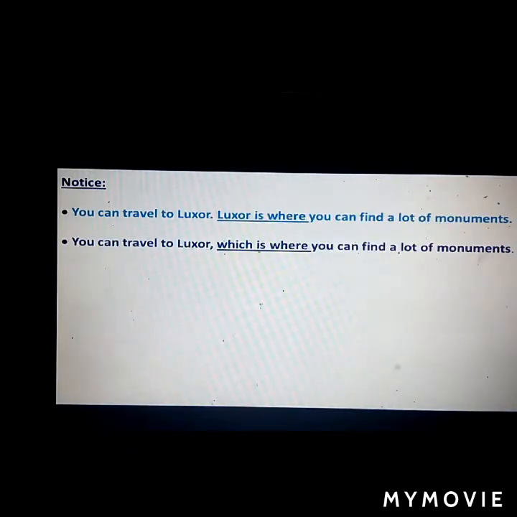Use where after these words. في كلمات هستخدم معاها where. Stage ممكن تبقى مسرح أو مرحلة. Situation مسرح و point نقطة.